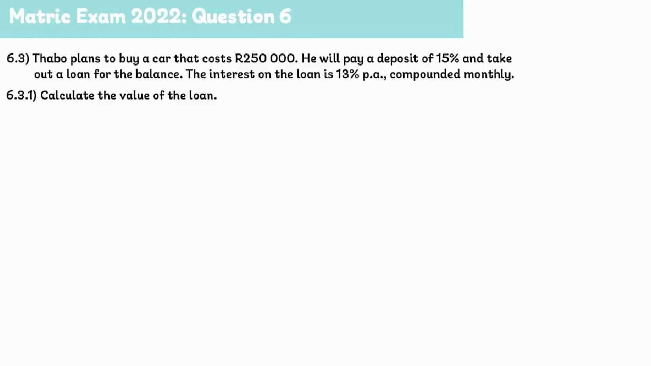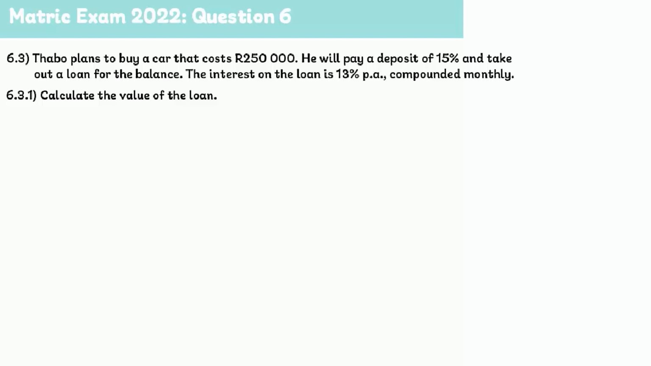6.3 is divided into question 6.3.1 and 6.3.2. Let's start with 6.3. Talbot plans to buy a car that costs $250,000. He will pay a deposit of 15% and take out a loan for the balance. The interest of the loan is 13% per annum, compounded monthly. Calculate the value of the loan.